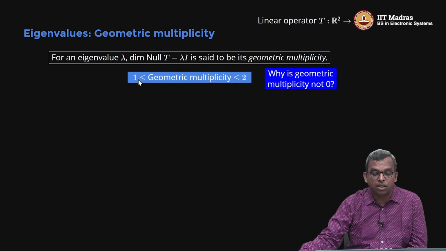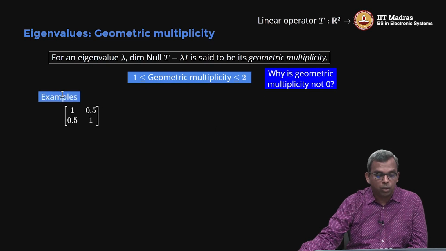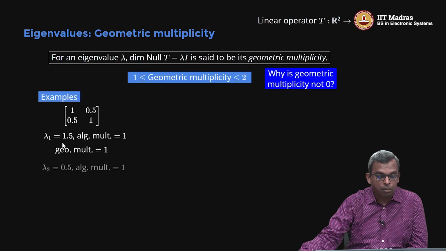So, the dimension has to be at least 1, but it cannot be more than 2. So, geometric multiplicity is either 1 or 2. Just like algebraic multiplicity for an eigenvalue was either 1 or 2, geometric multiplicity is also 1 or 2. So, here are examples. We saw this example before: you had two eigenvalues, both had algebraic multiplicity 1 and geometric multiplicity 1. The dimension of the null space was 1 in each of these cases.